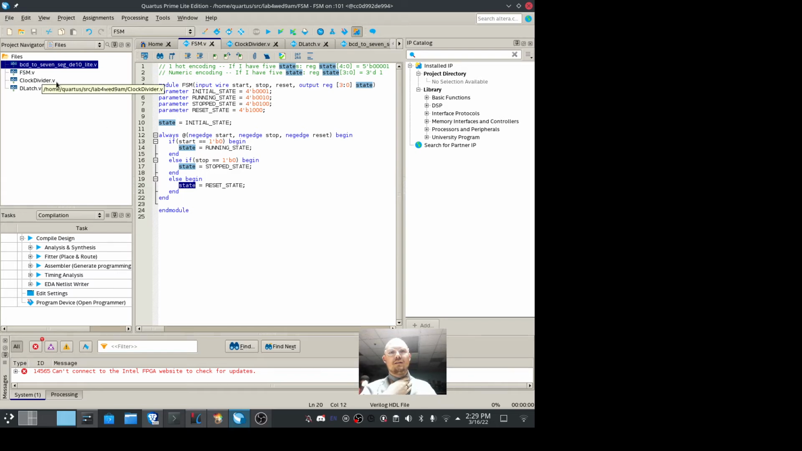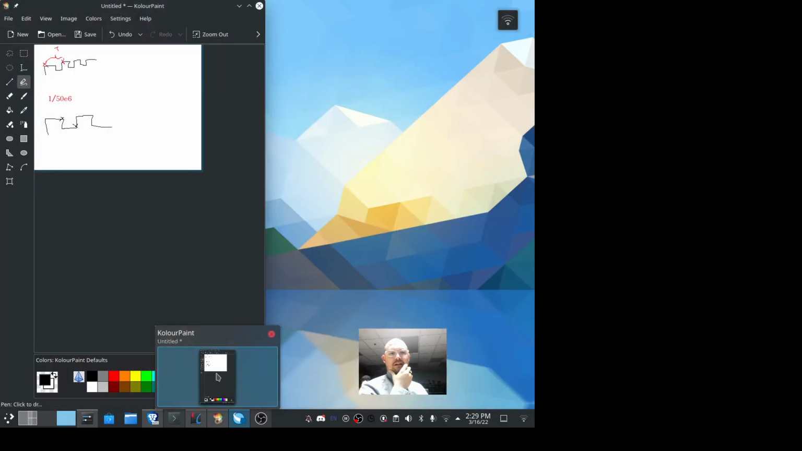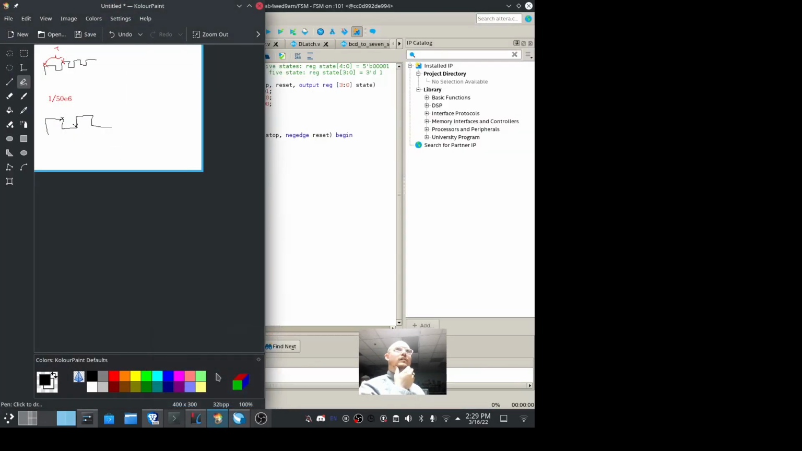All right. So we have got our finite state machine. Now let's talk about how we're going to make our clock work. We want a 1 hertz clock, and we have a 50 megahertz clock. So let me go ahead and pull up my handy dandy little Paint here. This is my very nice job. This is a 50 megahertz clock, this is our fast clock up here, and this is going to be our slow clock.